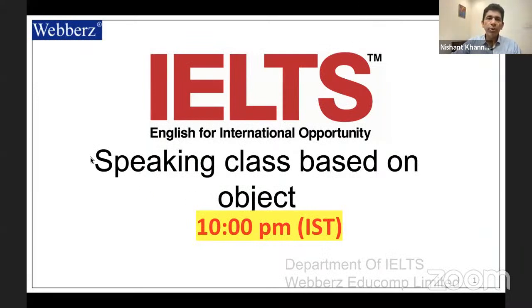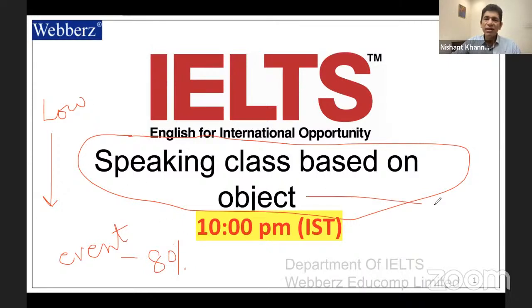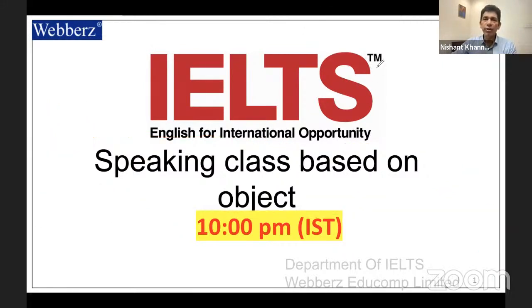Object-based cue cards. Now the probability of getting an object-based cue card is quite low. The reason for this is that mostly we get event-based cue cards. Event-based are like 80% of the cue cards today, and object-based are hardly about 5 to 7%. But again, we need to do it. That's extremely important to do it.